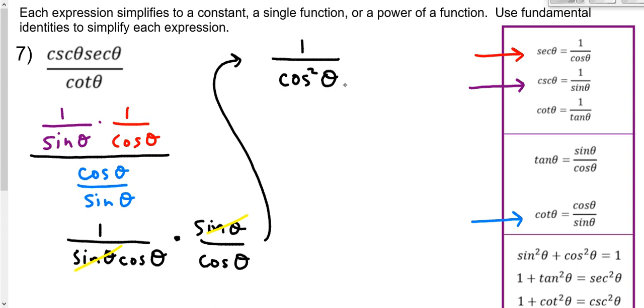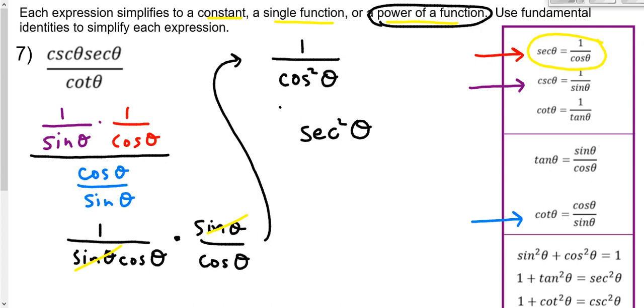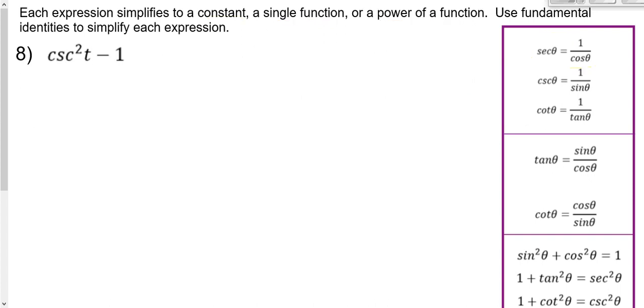Okay, remember we're trying to get this to simplify to be a constant or a single function or a power of a function. So we could change 1 over cosine back into secant, and since it's squared, we would have secant squared. So we have secant squared theta, and that is a power of a function. So we went as far as we needed to. All right, let's take a look at the next one. I think we have about 4 more.